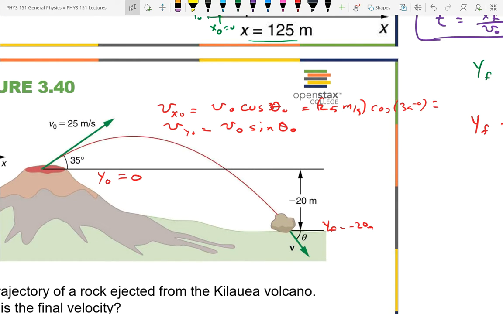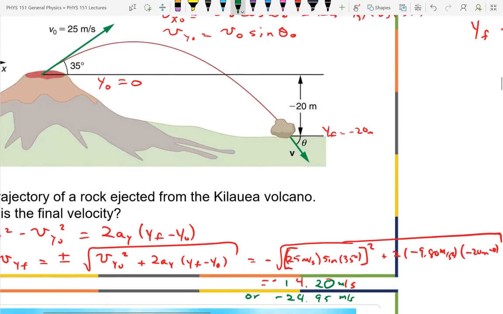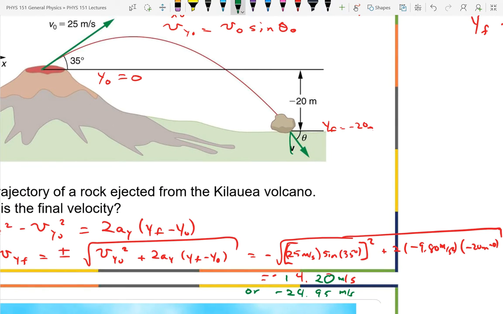Let's assume they're correct. What do we get for 25 times cosine of 35? 20.48? So now we have the final velocity has 2 components, 24.95 and 20.48.